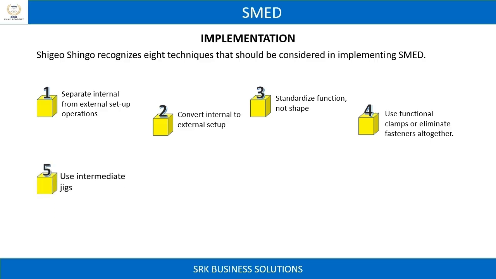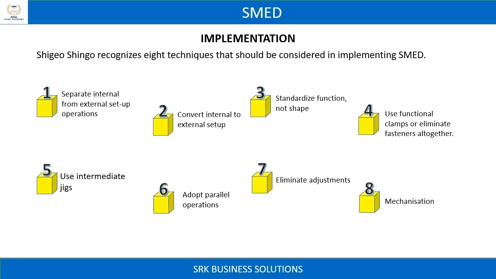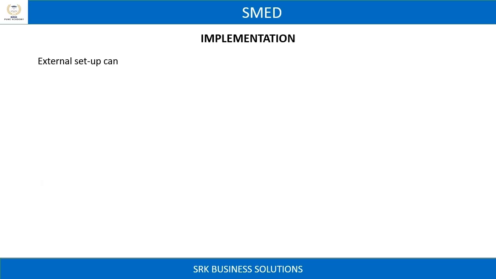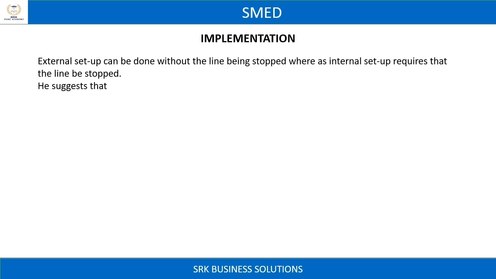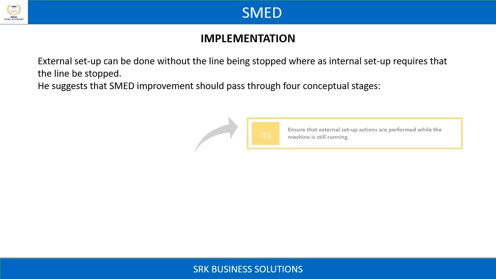5. Use intermediate jigs. 6. Adopt parallel operations. 7. Eliminate adjustments. 8. Mechanization. External setup can be done without the line being stopped, whereas internal setup requires that the line be stopped. He suggests that SMED improvement should pass through 4 conceptual stages.